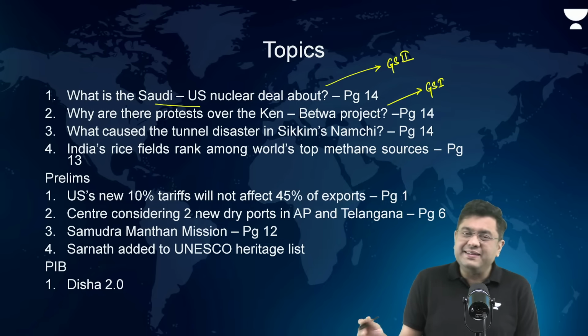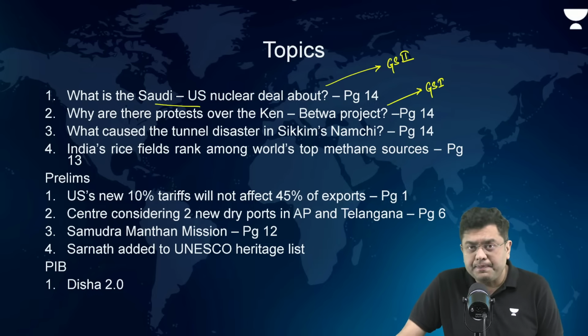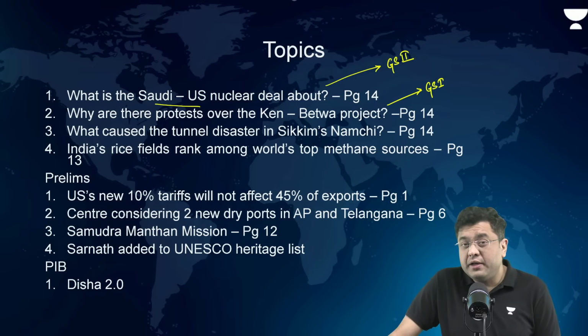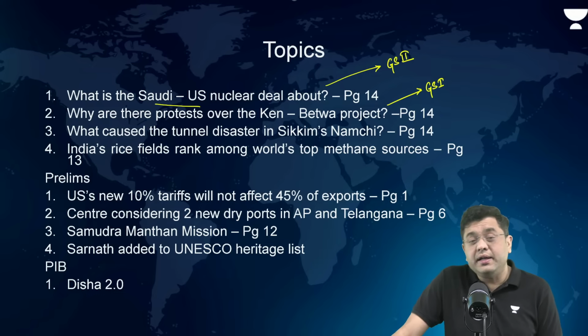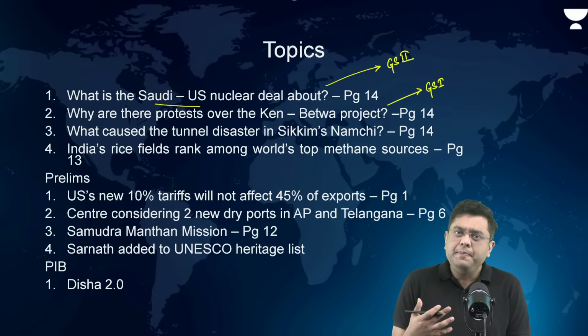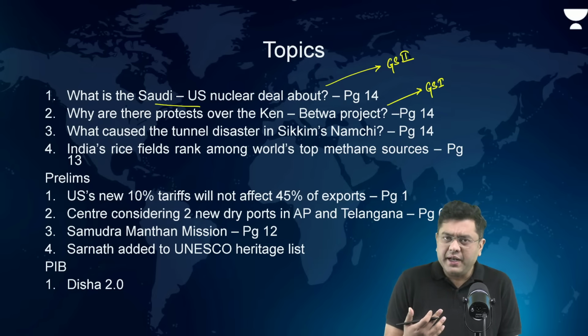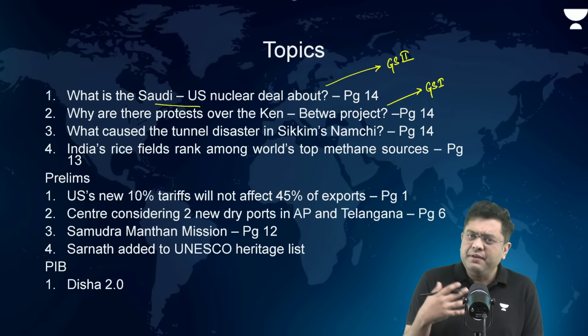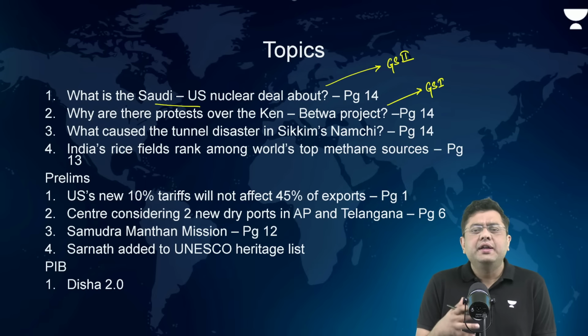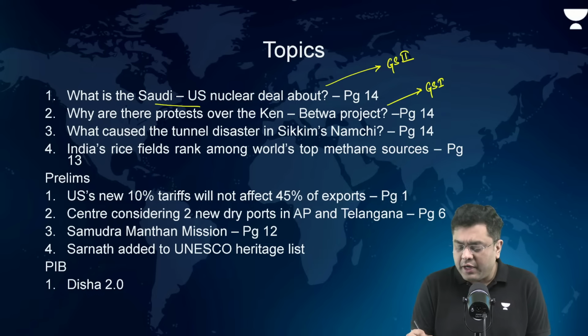What caused the tunnel disaster in Sikkim's Namchi? Now, one of India's first such events has occurred, where the tunnel disaster has occurred in the sense that an explosive disaster due to unlocking of methane from the tunnel. So, why did this happen? The vulnerability of Himalayas to disasters, and with the help of the image, how is it that this entire process unfolded? Relevant for your GS paper 3.